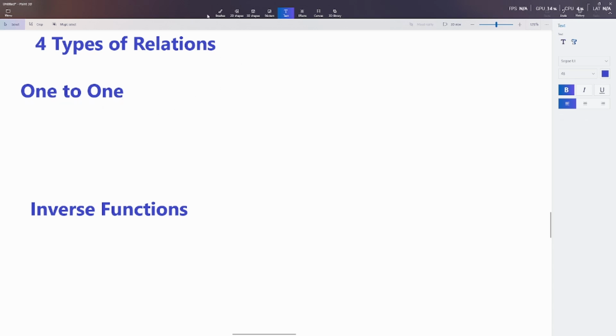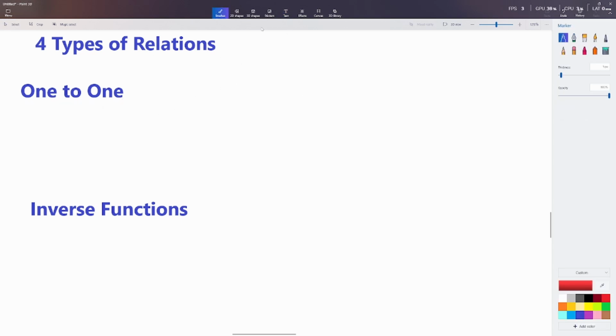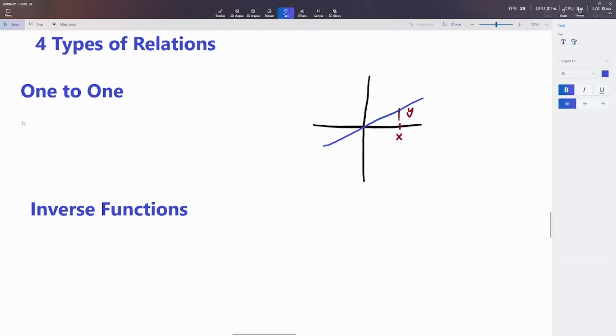And what this means is, let me draw another function over here. If you have your function over here, then 1-to-1 means that there is one x value that corresponds to one y value. Then you also have one-to-many.